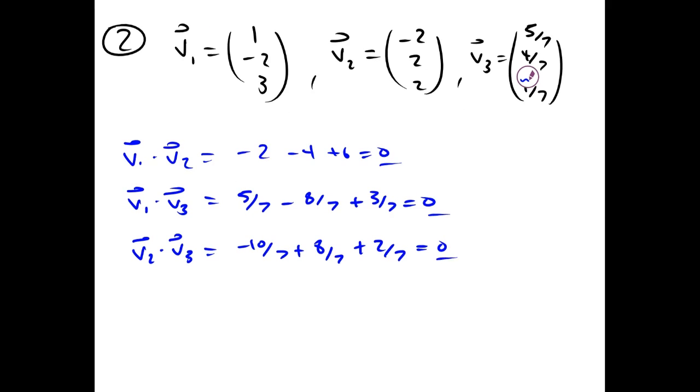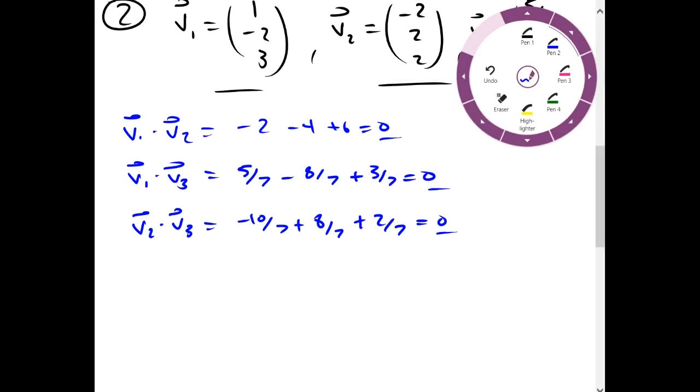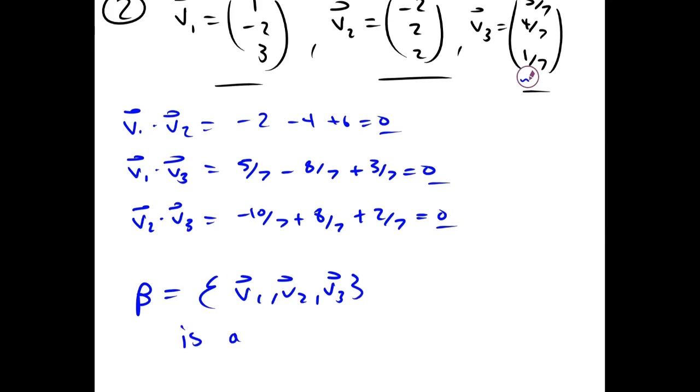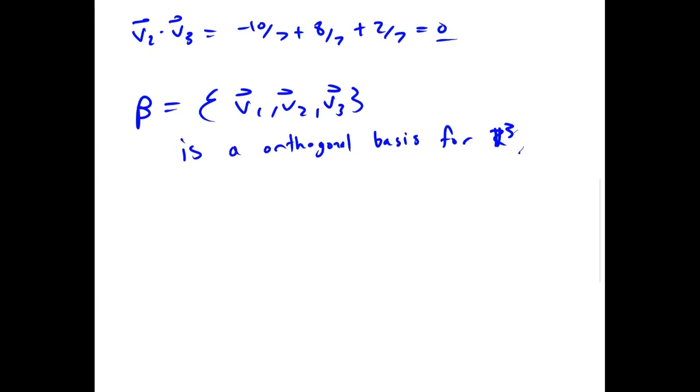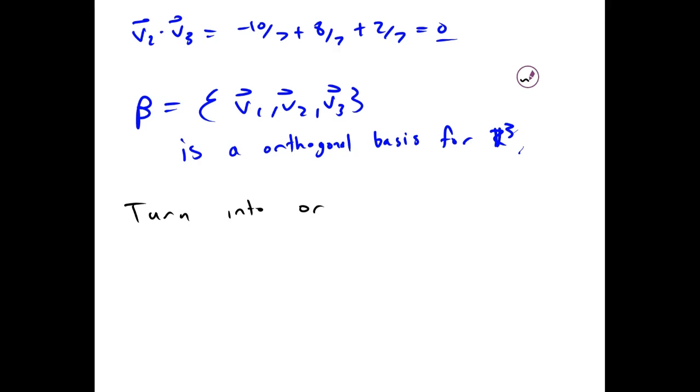So now that we've shown that these are orthogonal to each other, and we know that they're linearly independent, and since we have three vectors, we know that it spans R3, so this, we call this beta. We can say that this is an orthogonal basis for R3. And now we want to turn this into an orthonormal set, or an orthonormal basis for R3.